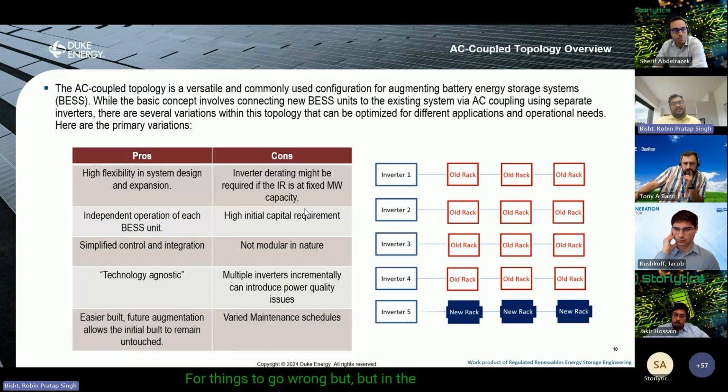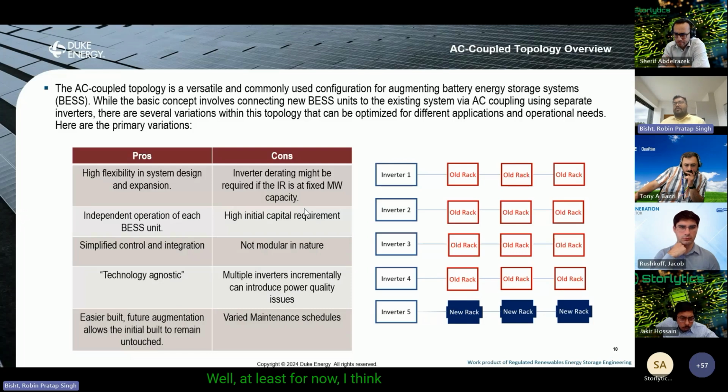But in the AC coupled augmentation strategy, you're obviously derating. If you have a fixed capacity in the interconnection agreement, you are derating the older inverters so that you don't go above the megawatt capacity for that project. You do have a relatively higher initial capital requirement for this. It's not modular in nature, well, at least for now.